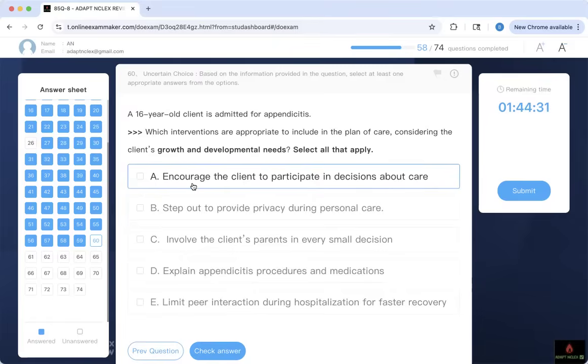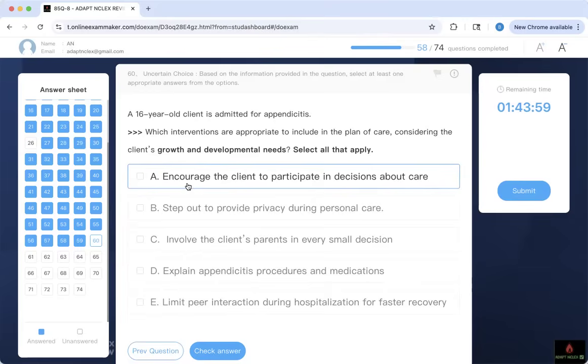Do things to improve growth and development. That's all. Do you encourage the client to participate in decision care, or do you want to isolate them? Do you step out to provide privacy when they're taking care of themselves? Involve their parent in every little decision? Do you explain the appendicitis procedure and medication? Do you limit peer interaction during hospitalization for faster recovery? What do you think? Pick your answer choice and let me know.